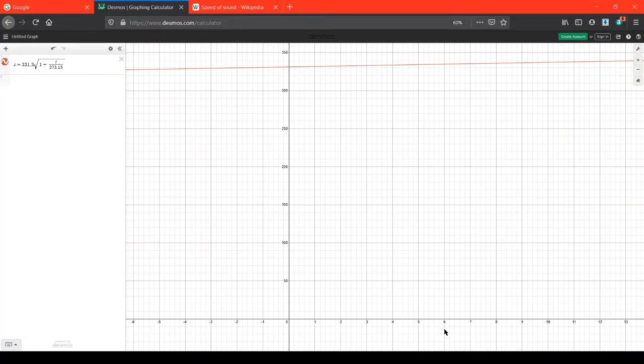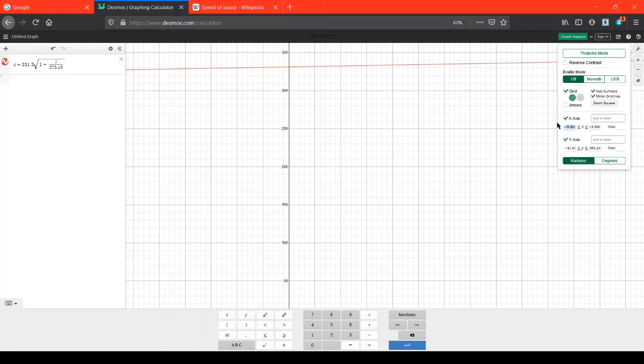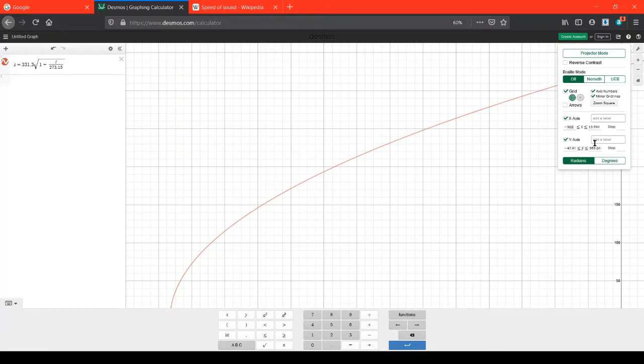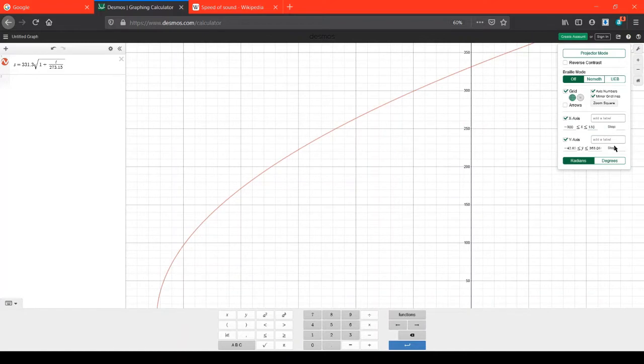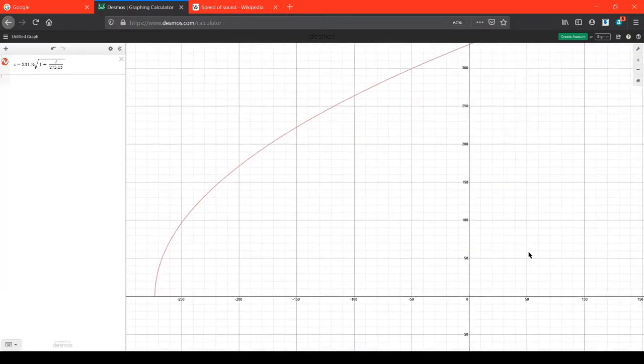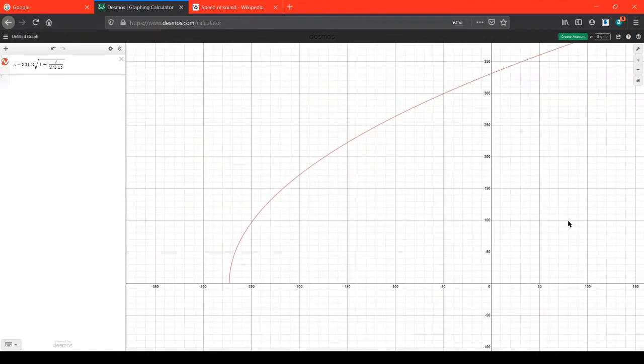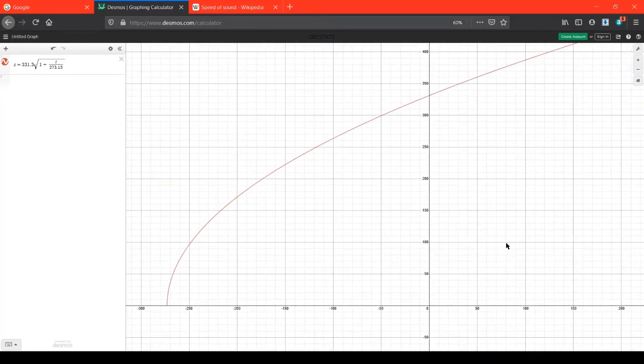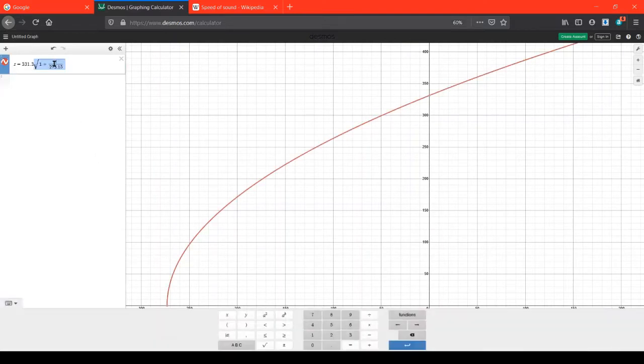What I'll also do is modify the x-axis. Here you can see temperature is going from -6 up to 13 degrees Celsius. I'm going to modify that slightly. I'm going to make it go from -300 up to, I don't know, 150 degrees Celsius. Right, there you go. So that graph there represents the formula over here.